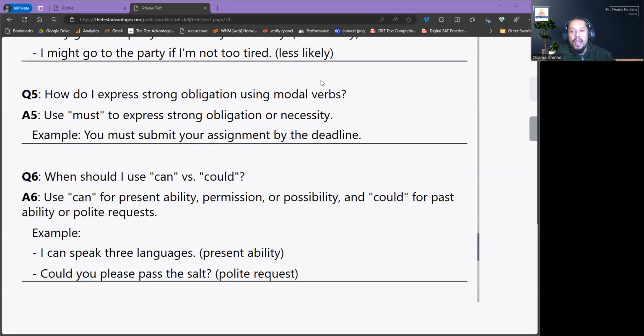Question number 5. How do I express strong obligation using modal verbs? Use must. And when should I use can versus could? Can is for the present tense. Could is for the past tense.